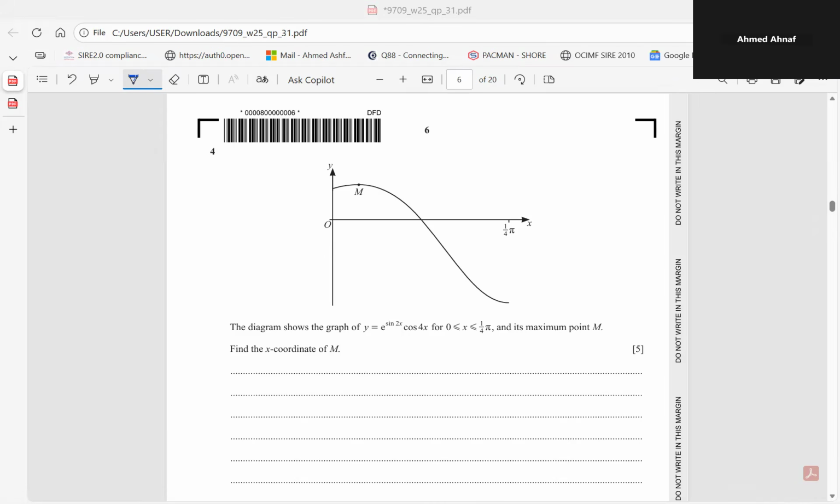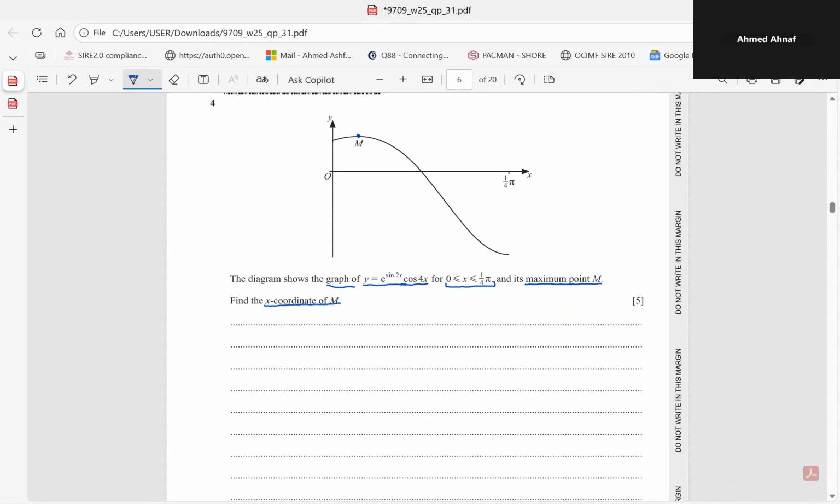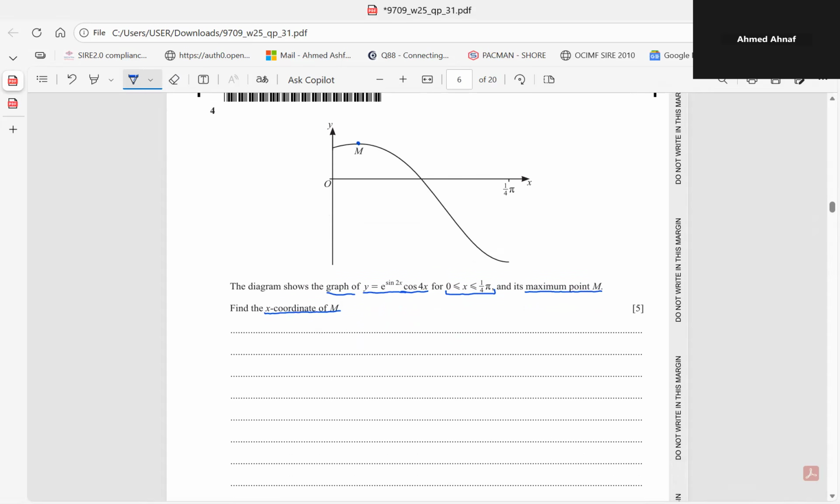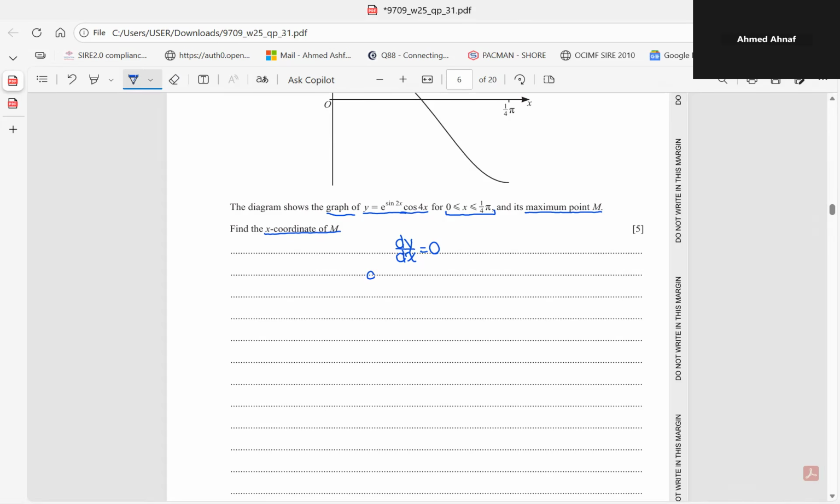Okay, so for this question, we're given a diagram that shows the graph of y equals e to the power sine 2x times cosine 4x for the domain of x between 0 and pi/4 inclusive, and the maximum point M. So it's here, and we need to find the x coordinate of M. Since M is a maximum point, immediately you should know that at M, dy/dx must be equal to 0 whenever you substitute the x coordinate of M into dy/dx. So let's find dy/dx first.